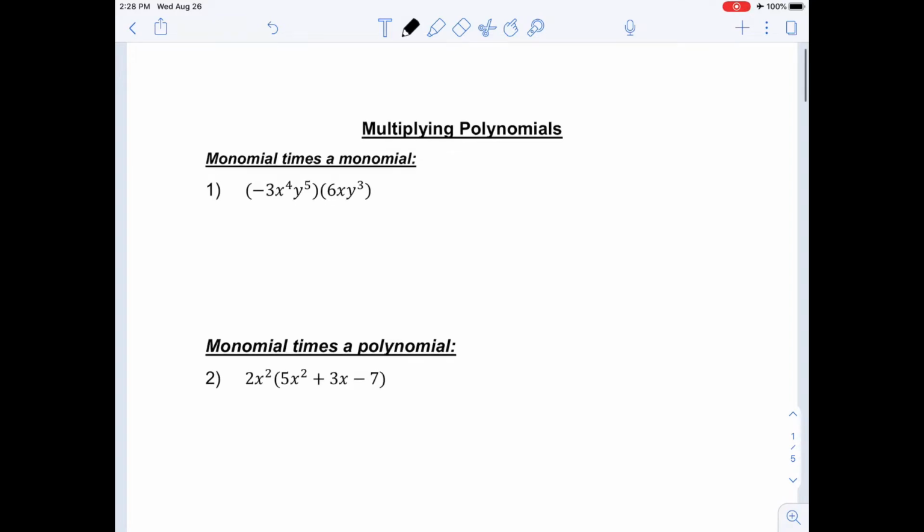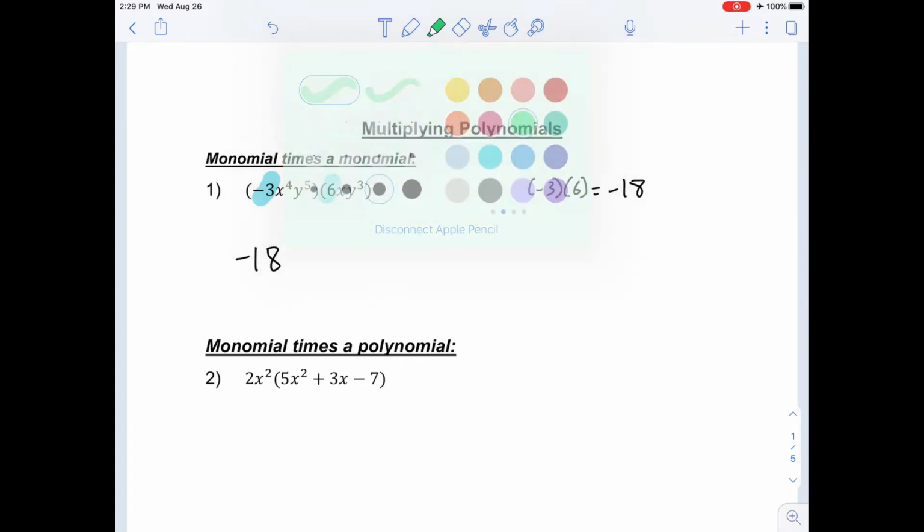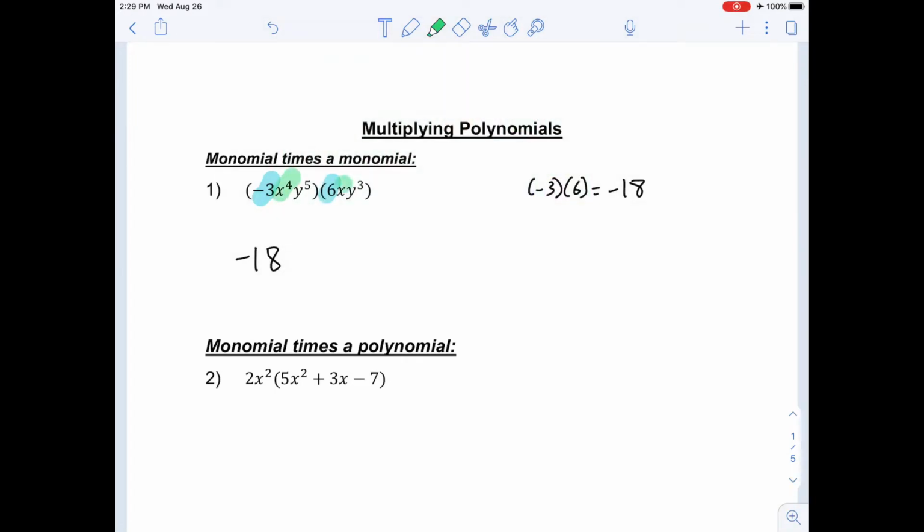So looking at number one, what we want to do is go ahead and multiply these coefficients together first. So that's -3 times 6, and that's going to give us -18. Let's put that right here. Then we want to deal with the variables. So I'm going to start with the x term, that's the next one here. So x to the fourth times x.